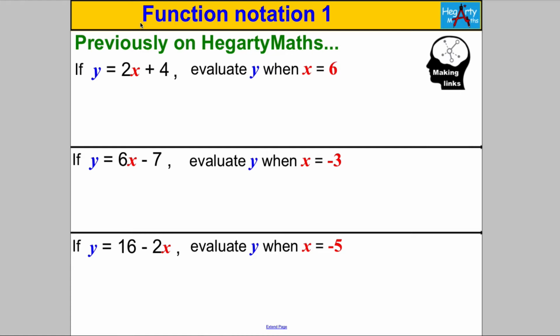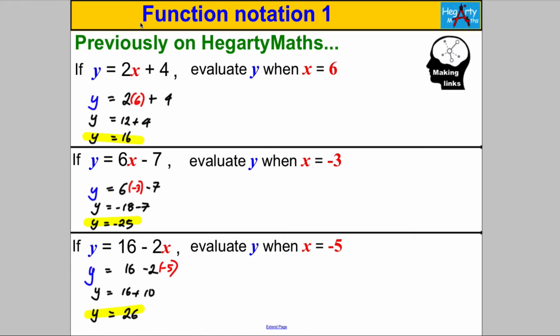Okay, you should have got the answers as follows. Now that skill there, I need you super good at for this video, as this video is basically all about that. Now the funny thing is, y is equal to 2x add 4, and y is equal to 6x subtract 7, and y is equal to 16 subtract 2x, etc. They are all functions, but perhaps we haven't called them functions before. We may have called them straight lines and equations and things like that. They are what's called functions, and I'll go on to explain what a function is.